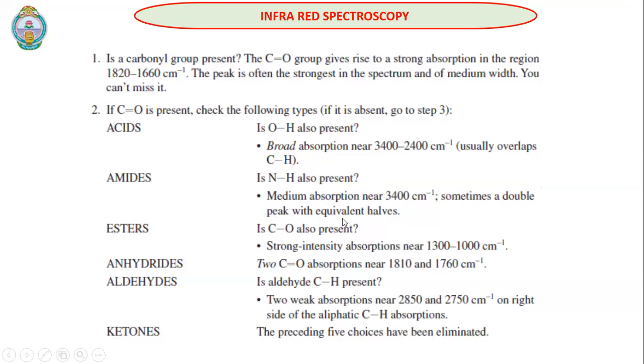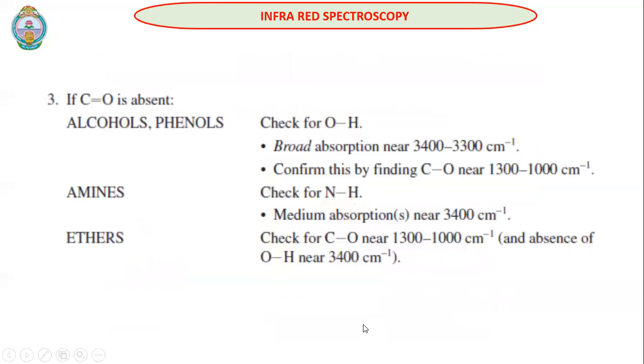So yeah, we need to come in this order. So first look for C double bond O. If you have C double bond O, look for carboxylic acid. If it is not, look for amides. If it is not, look for esters. If it is not, look for anhydride. If it is not, look for aldehyde. If it is not, then it is ketone.